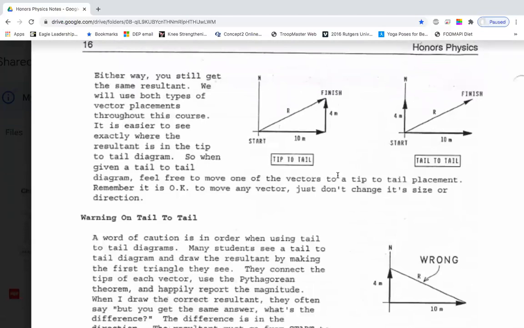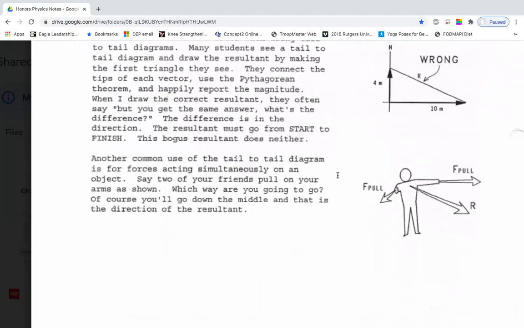It's the same resultant. Now, another example of this is with forces. Imagine a friend grabs your arm and pulls you this way. Another friend grabs your arm and pulls you that way. You're certainly not going to go diagonally across from here to here. You're going to go between these vectors somewhere, and that's the resultant. So you can try this with a friend.